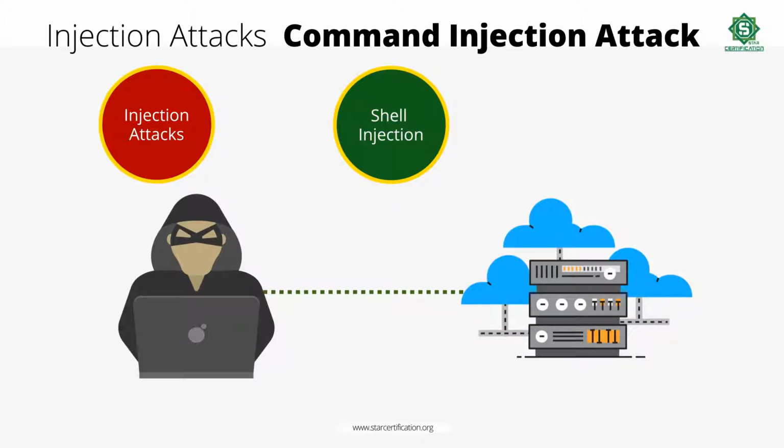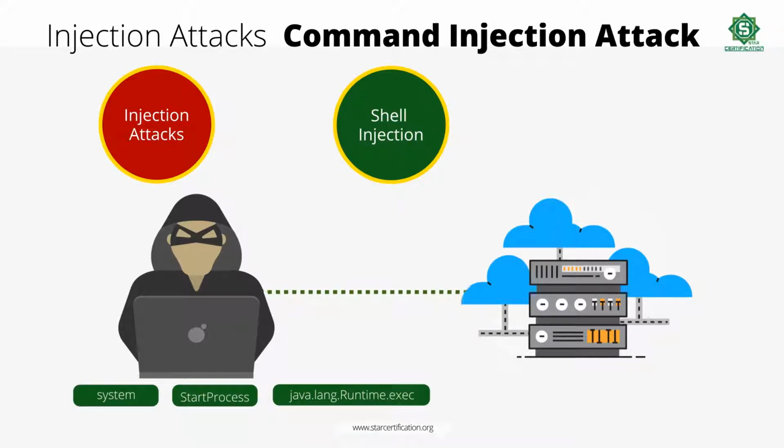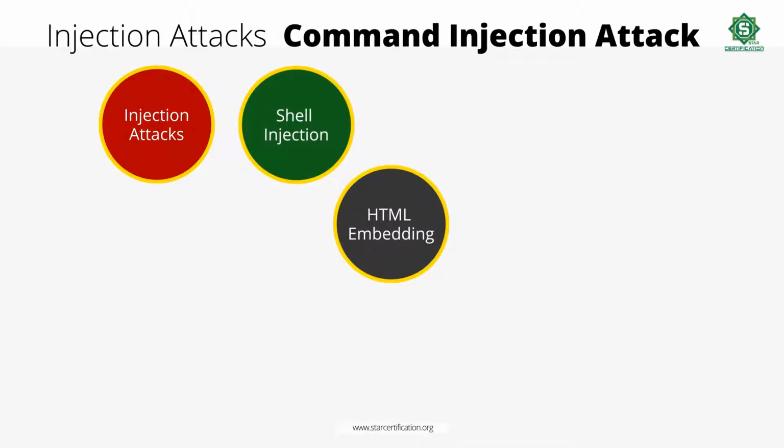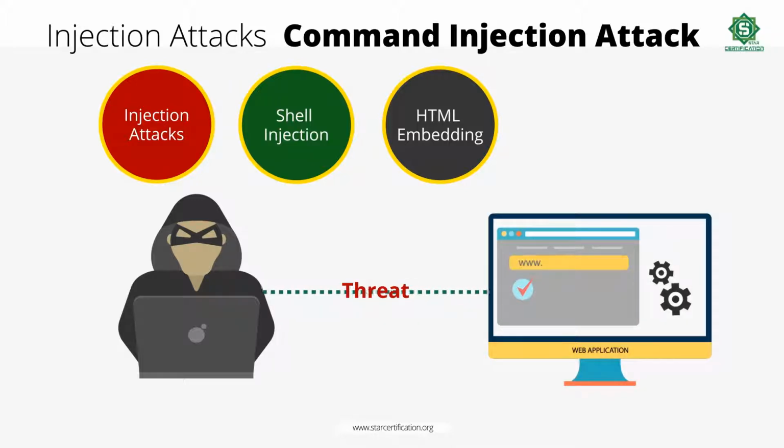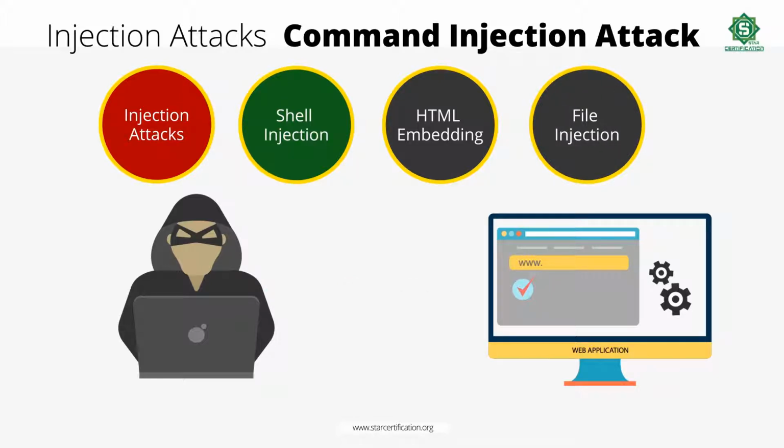Some of the shell injection functions are system, StartProcess, Java language Runtime.exec, System.Diagnostics.Process.Start, and similar APIs. HTML embedding: in this, an attacker generates a threat in a web application with the help of extra added HTML-based content. File injection: in file injection, attackers inject malicious code into the system files by exploiting the web application.